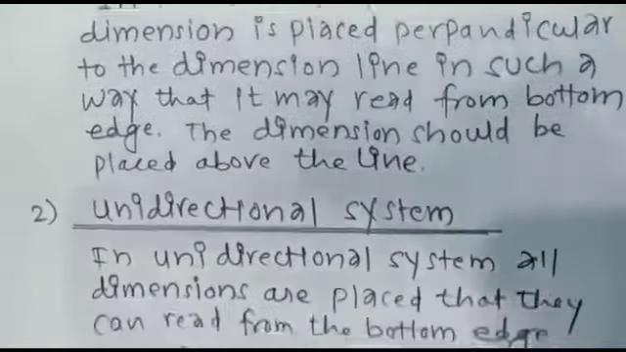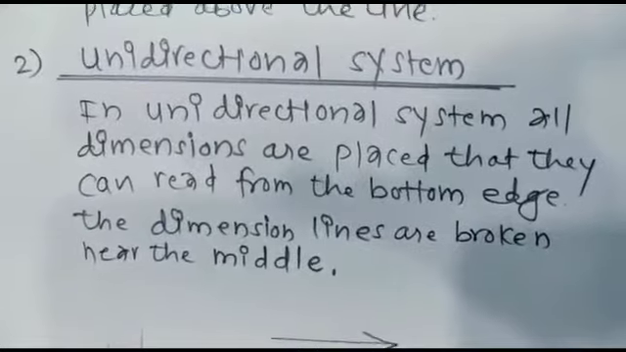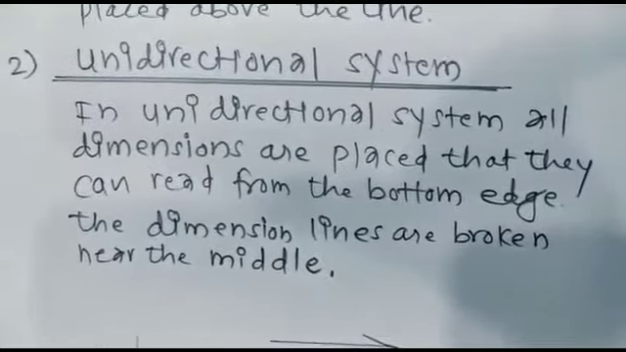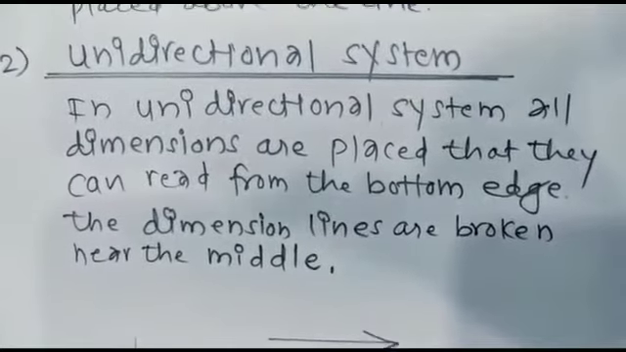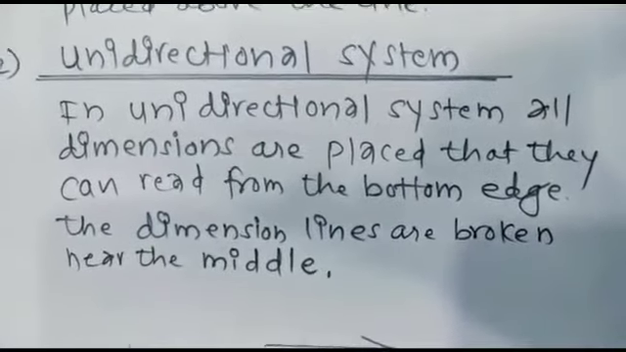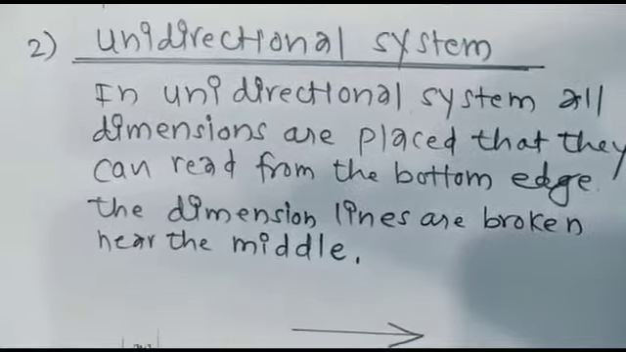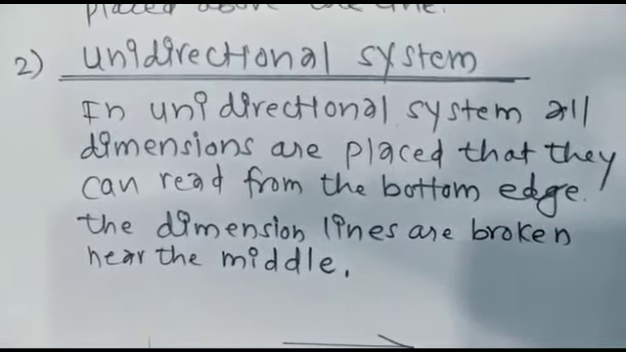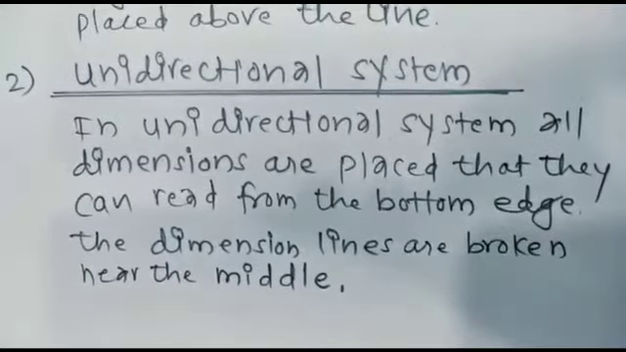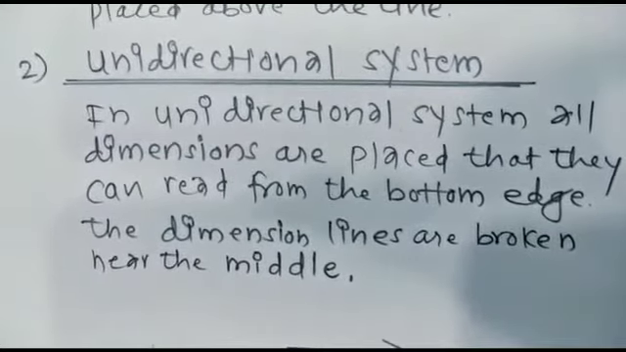And in the unidirectional system, all dimensions are placed so that they can be read from the bottom edge. The dimension lines are broken, near the middle, and you write down the dimension there. So there are two methods, the aligned method and the unidirectional method.